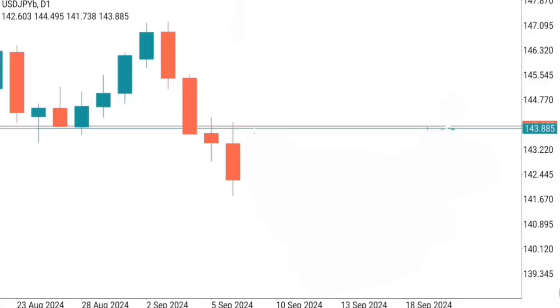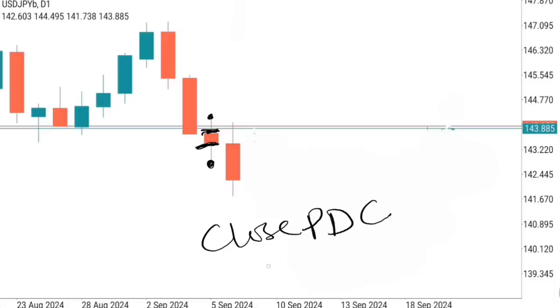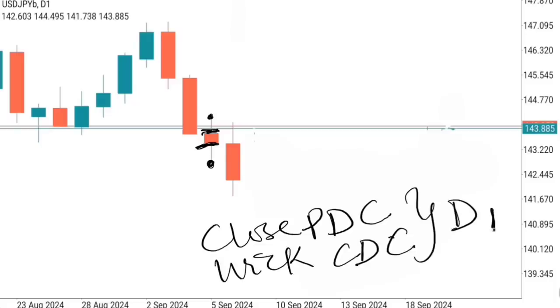So you can see for a bearish candle, this is the open of the candle, this is the low, this is the high, and this is the close. In this strategy, we are interested in the close of the previous day's candle and the wick of the current day's candle, and this is for the daily time frame.